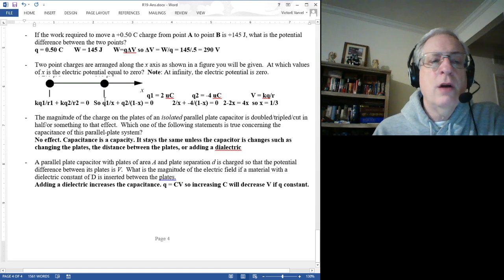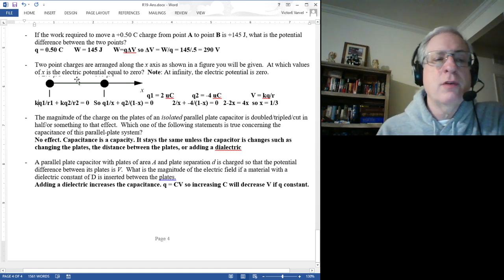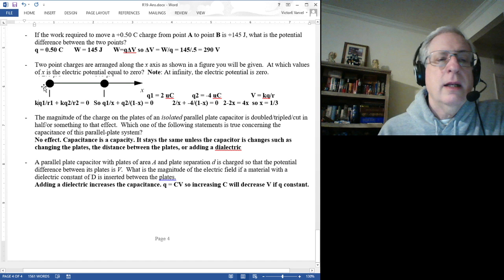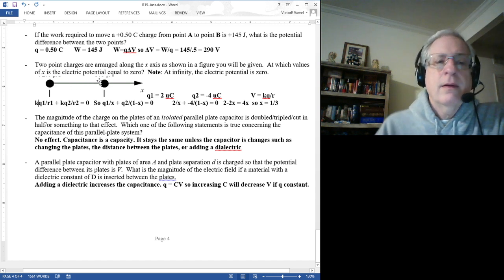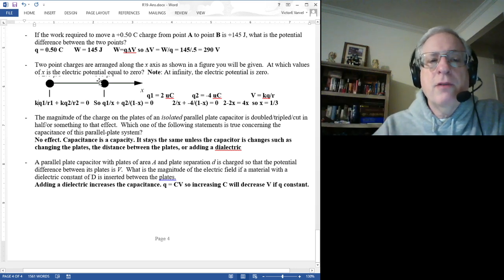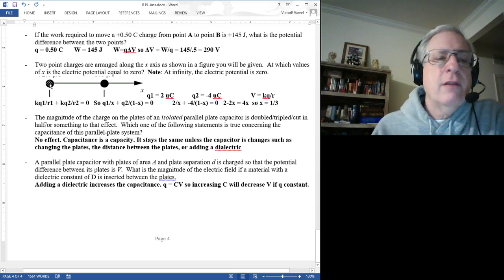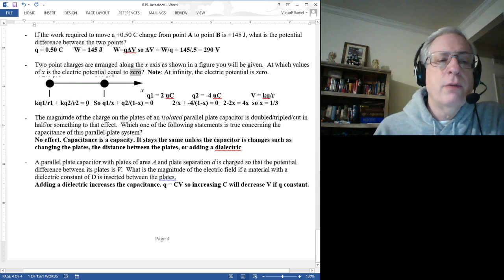And I'm replacing the R's with X and 1 minus X because, if I make the total distance 1, right? I think I said that wrong, so let me start over just so you understand. If I say this charge is 2 microcoulombs and this charge is -4 microcoulombs, and we know that volts are equal to KQ over R, I know that the sum of the potentials between each of these points must be 0 because that's what the question asks. So KQ1 over R1 plus KQ2 over R2 has to equal 0.